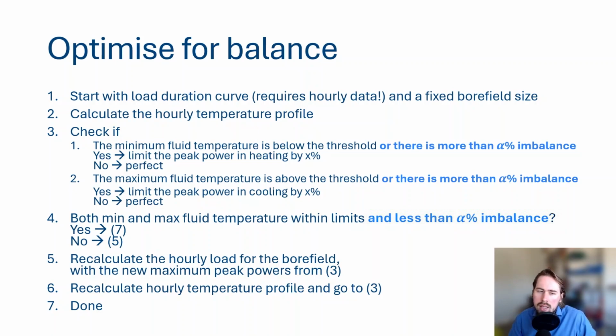When we do that, we end up with a check. If the minimum and maximum fluid temperatures are within the limits and we have less than a certain amount of imbalance, we say that the bore field is optimized for balance. If it's not, then we iterate, and we do this until we are both within the limits and we have no imbalance left. So this is the theory. Let us now go ahead and look into GHEtool Cloud, how you can use this method for your own project.